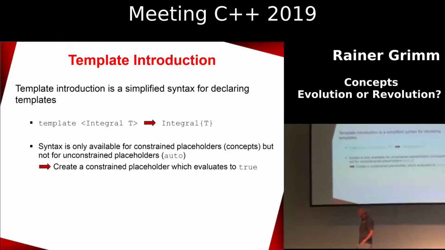This slide is red. Why? Because this is not part of the draft standard. This is part only of the technical specification. I only want to show it to you to make my talk complete. There was the idea of introducing a kind of template introduction. Instead of saying template integral T, you just could define integral T. This was a discussion. There was one restriction which puzzled me a little bit. This worked only for concepts, but not for unconstrained placeholders. This would, in my perspective, also be an exception to a rule, which I don't like.